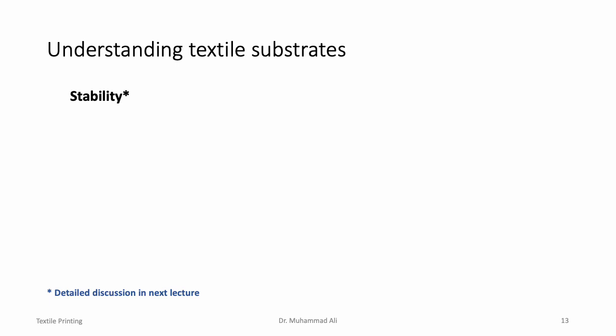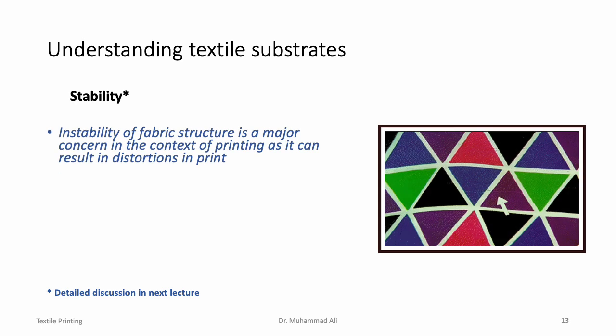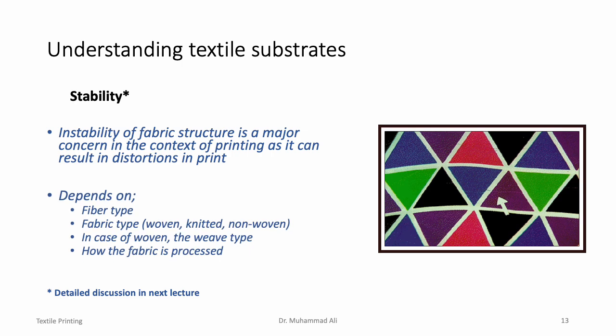Stability is the next important characteristic of textile substrates that we need to consider. If the fabric structure is unstable, then it is of a great concern for us, particularly in the context of printing. Now, this is an important point to be discussed here, that this is not very crucial in case of dyeing, but for printing, if the fabric structure is unstable, then eventually there are chances that the print will also be distorted. The stability of a textile fabric depends on the fiber type.